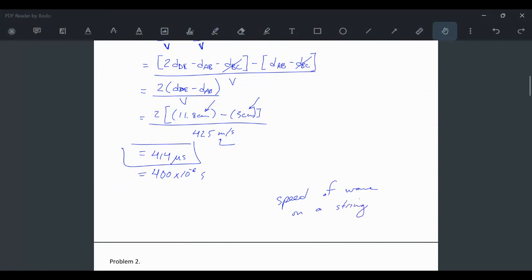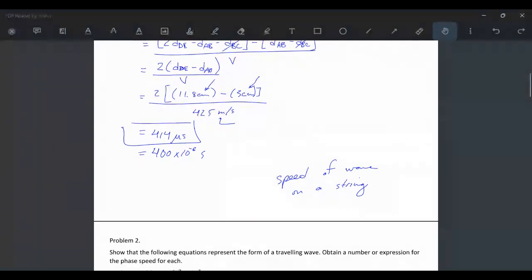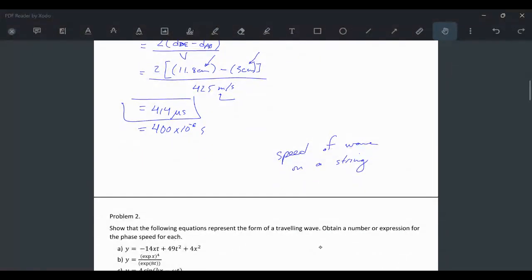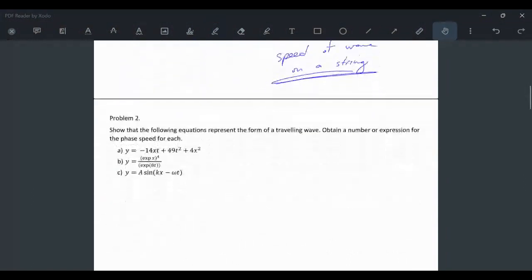On a string which is under tension. So that's really the whole wave topic here. The rest of this was just geometry and recalling the relationship between distance, velocity and time from the very beginning of last year. So this is really the topic for this question.